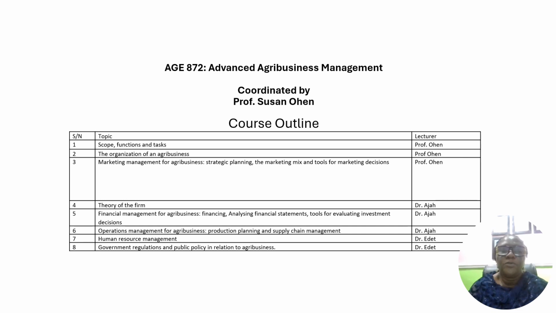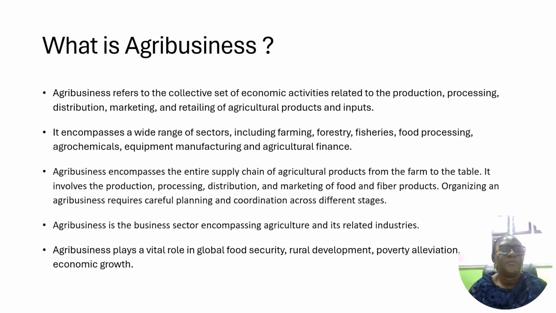Other aspects of the course will be handled by Dr. Aja and Dr. Edet. So let's go into the definitions, scope, and functions of agribusiness. Agribusiness refers to the collective set of economic activities related to the production, processing, distribution, marketing, and retailing of agricultural products and inputs. Agribusiness encompasses the entire supply chain of agricultural products from the farm to the table. It involves the production, the processing, distribution, and marketing of food and fiber products.